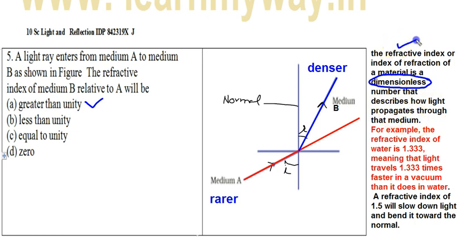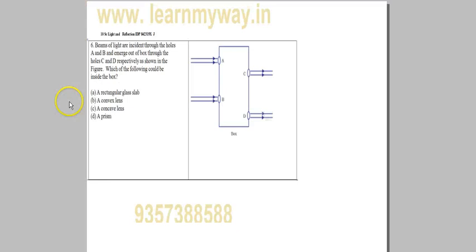So you will note down the definition of refractive index also, and remember it does not have any unit. It is a unitless or dimensionless entity. We note down. After this we move to our next question. So next question is question number 6.